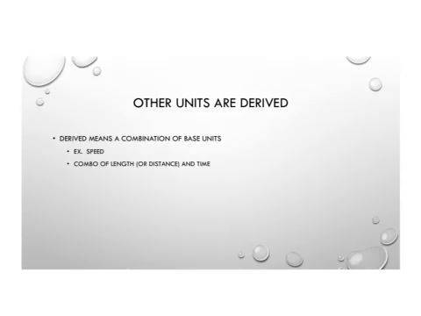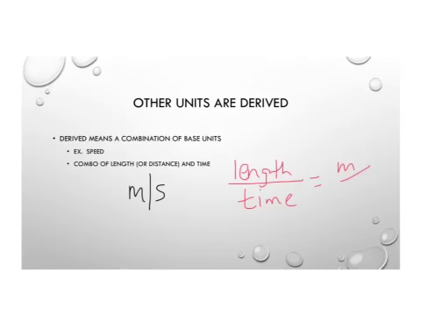So if we were looking at the units for speed, speed can be measured in meters per second. And if you think about that, it's meters divided by seconds. So we're going to take meters, which is length, and divide it by time. And that would give us m over s, which would give us meters per second.